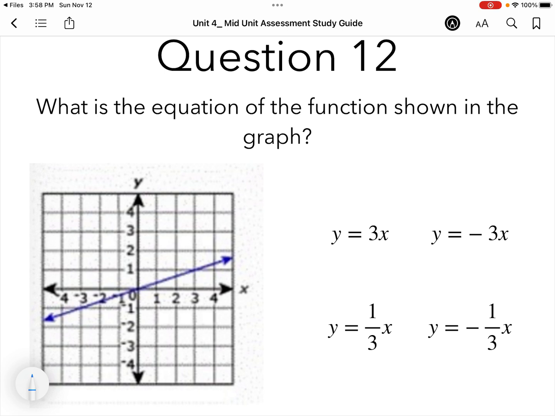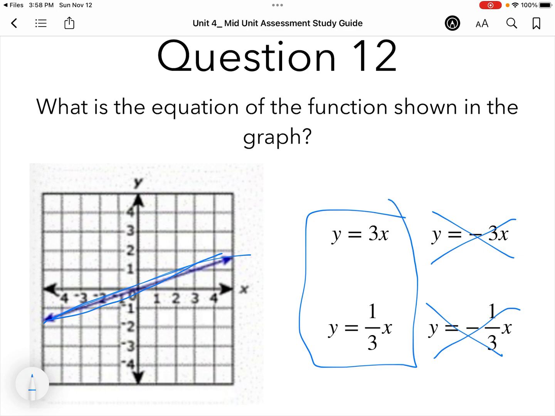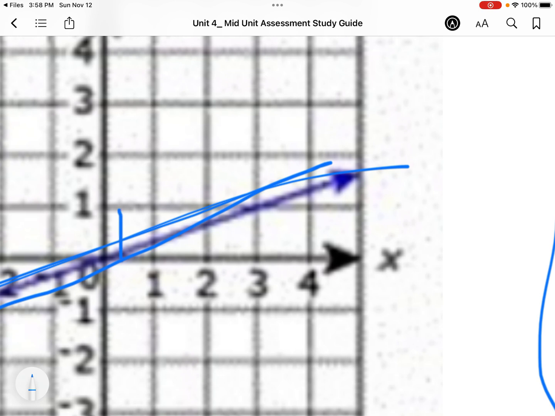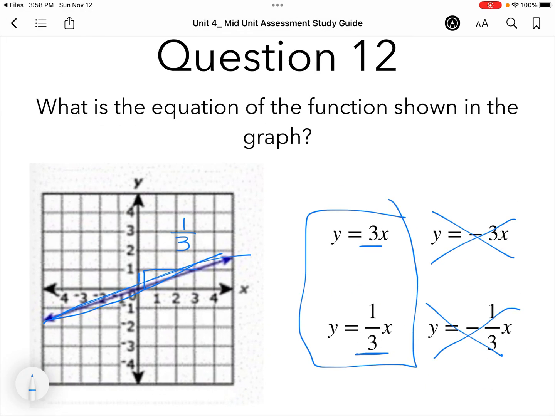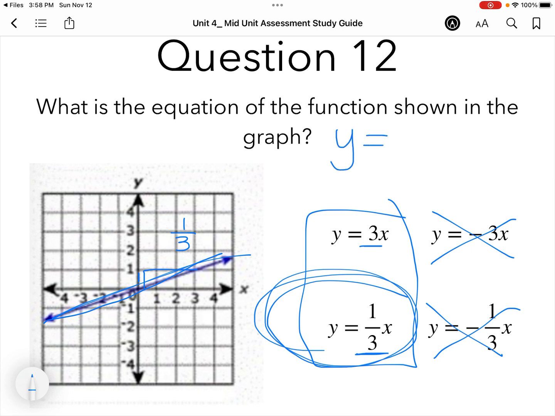Okay, so I know that this is a positive slope line, right? So I'm going to eliminate the 2 negative slopes that are here. So I know that I have just these 2 left, and they're both positive. So I have 3 and 1/3. So I'm going to count my rise and my run. So my rise is 1, my run is 3. So that's 1/3. So I know my equation has to be here, because my equation is always y equals mx plus b. So my slope is right here.